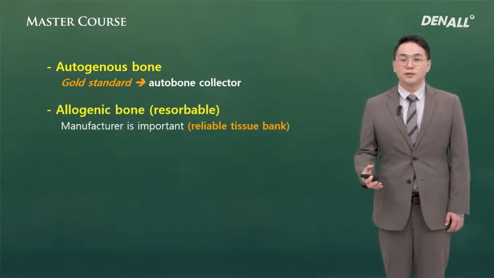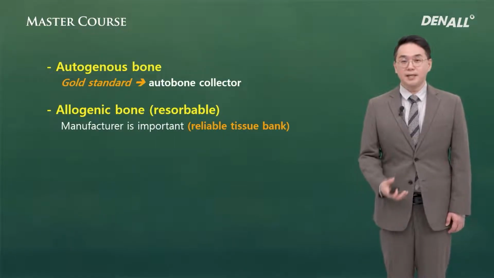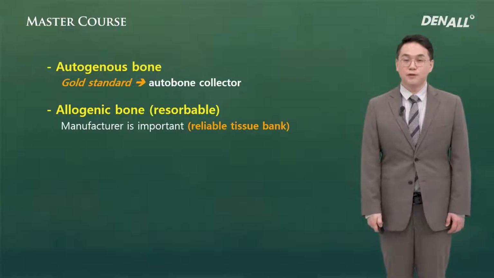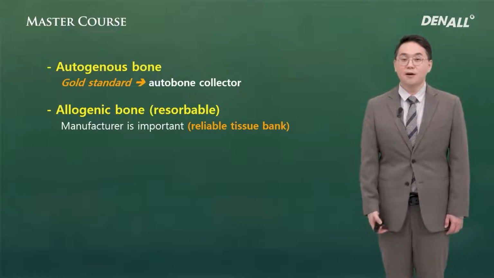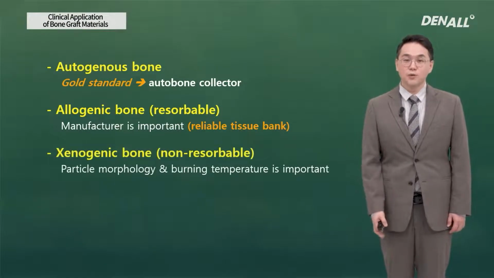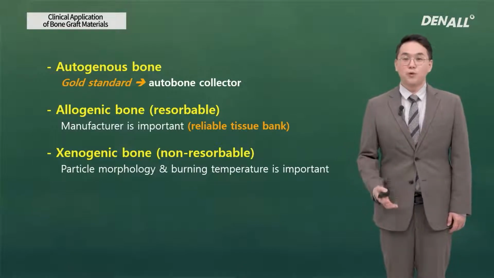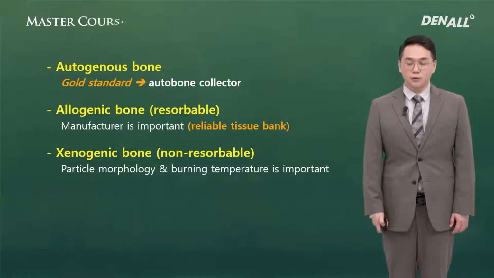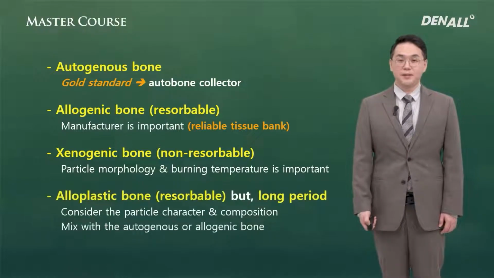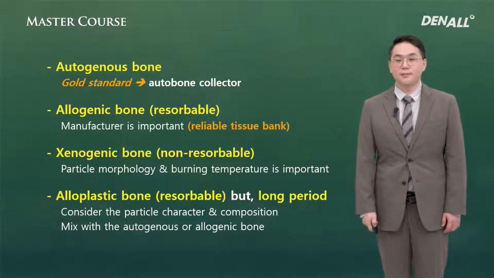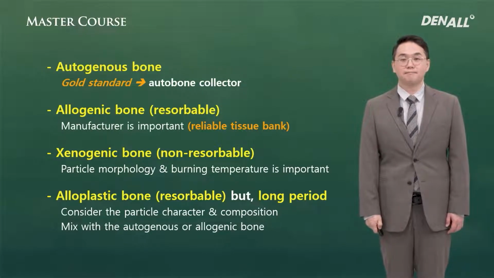Allogenic bone is processed from a corpse, so we need to use a reliable tissue bank. Hans Biomed was the first tissue bank in Korea. The show-us from Ostim is pretty good bone. And xenogenic bone is non-resorbable, so the xenograft sintered at low temperature is better. The same is for alloplastic bone. We need to consider porosity and pore structures.